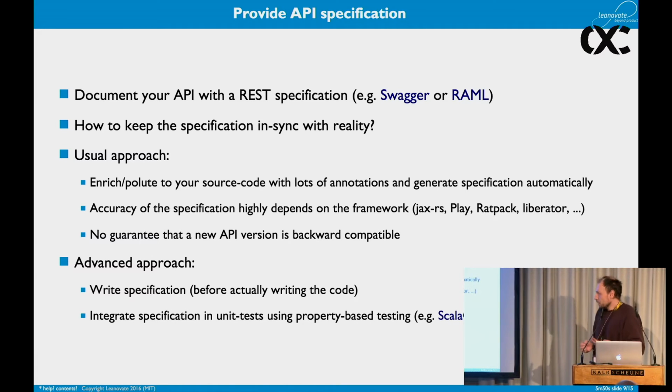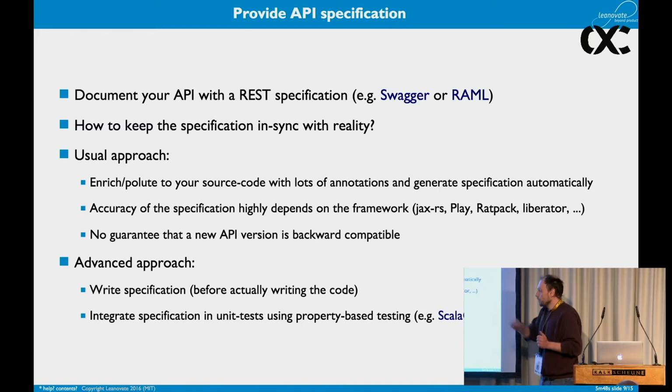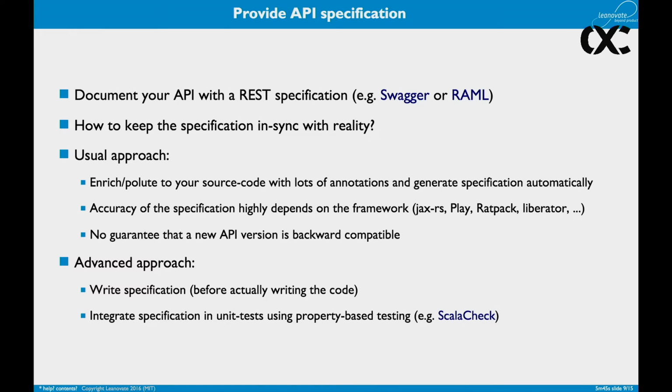So the better approach would be to write the specification, and at best, write the specification even before you write any line of code. Especially RAML is something like this. In RAML, you usually write the specification before you write the code. And then, and this is the main part here, you take the specification and use a property-based testing framework to generate tests out of your specification. And I'm using ScalaCheck here because it's, in my opinion, the best property-based testing framework at the moment.